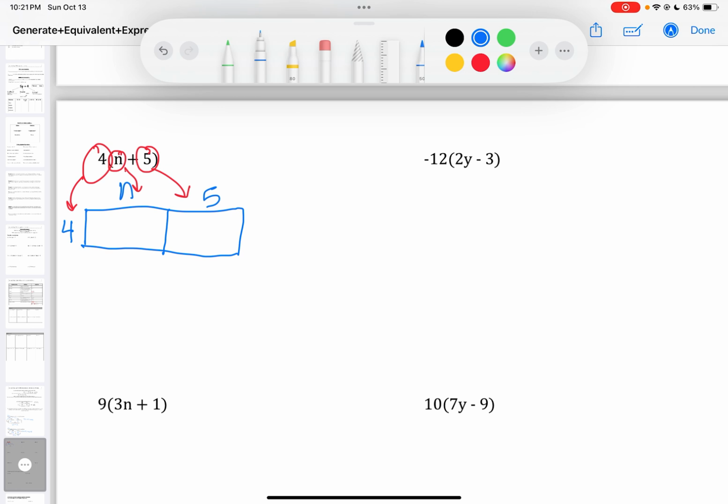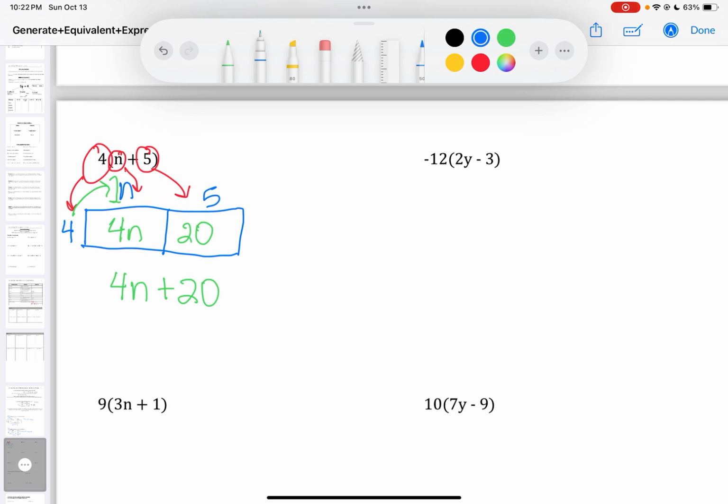So 4 times n. Think of n as 1n. It's the exact same thing. There's only one n. 4 times 1 is 4, and then we're going to keep the variable the same. So 4 times n is 4n, and then 4 times 5 is 20. Since we are adding, this can be rewritten as 4n plus 20.